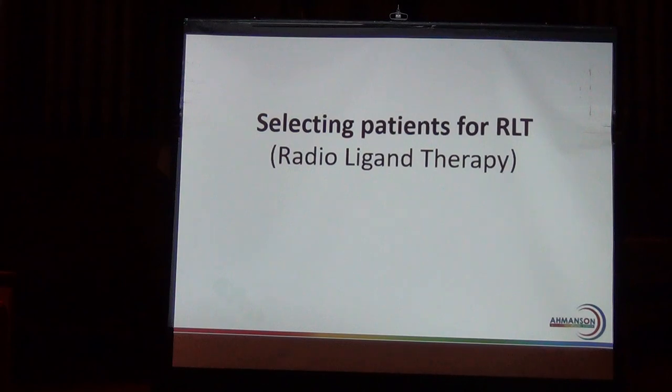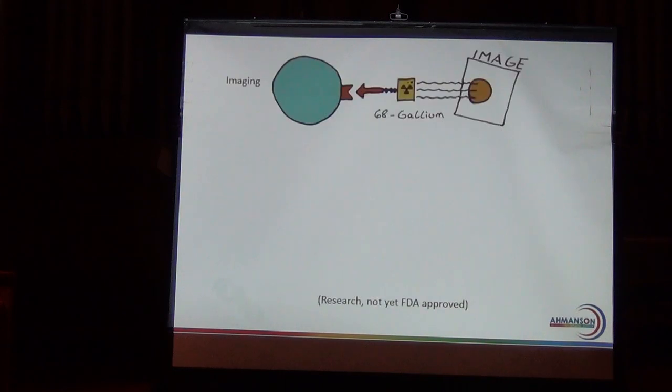Now, RLT stands for radioligand therapy, and Dr. Calais, Jeremie is going to talk about that at great length after my presentation. It is a therapy that uses radioactive isotopes to treat the cancer. So, as you recall, when we do imaging, we target a structure that's present on the prostate cancer cells, and our tracer has a radioactive isotope that emits photons that we use to make a picture.